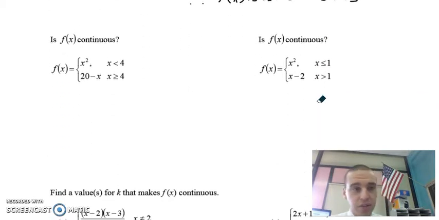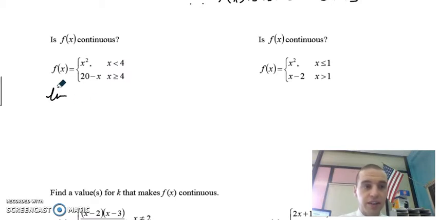Is f of x continuous here? Well, what we need to do is take the limit. We notice that we have a piecewise function. Is f of x continuous, period? Well, we know that for any value less than 4, yes, it's continuous, it's a polynomial. For any value greater than 4, yes, continuous, it's a linear function. So what we need to prove is: is it continuous at x equals 4?